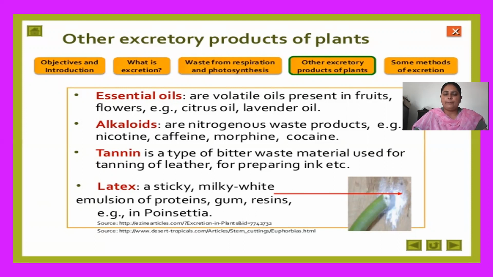The last type of excretory product of plants is latex. So what is this latex? Latex is a sticky, milky white kind of substance or secondary metabolite. Sometimes when you pluck leaves, certain flowers or small branches from trees, a milky white sticky substance in the form of an emulsion, rich in protein, gums and resin, comes out. It is known as latex.